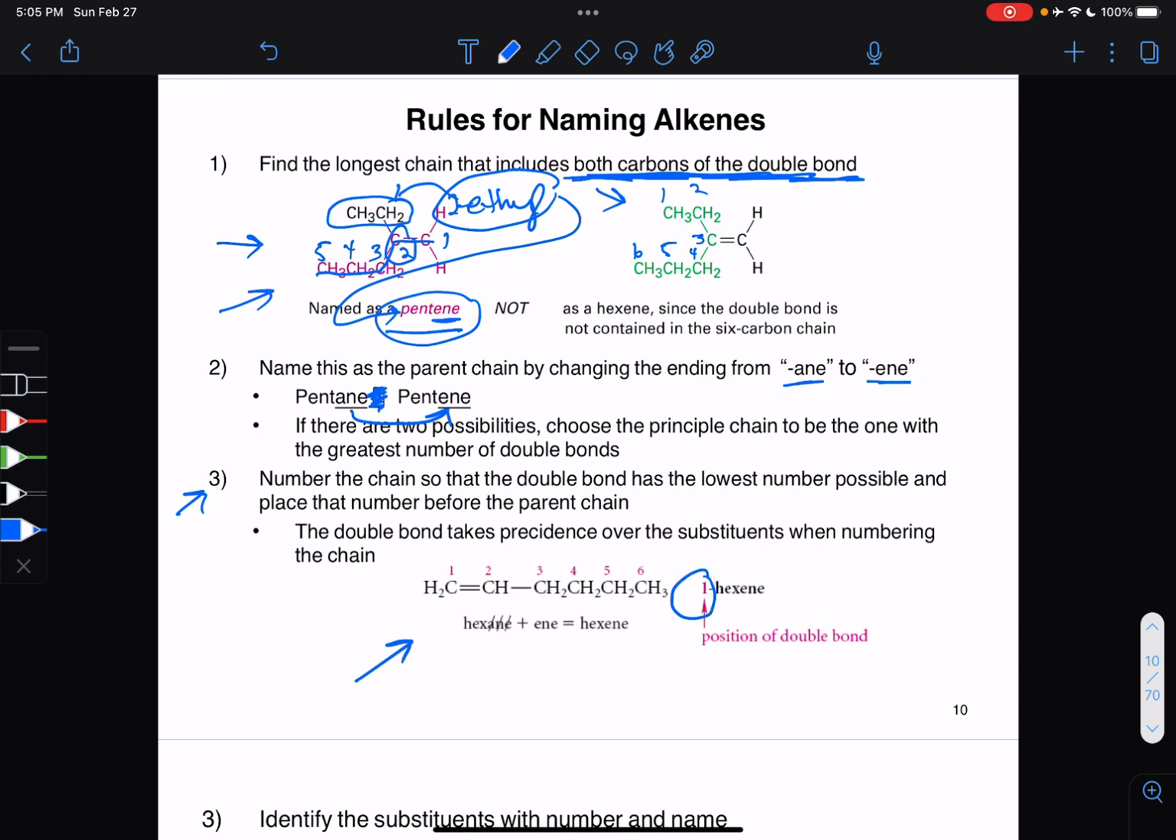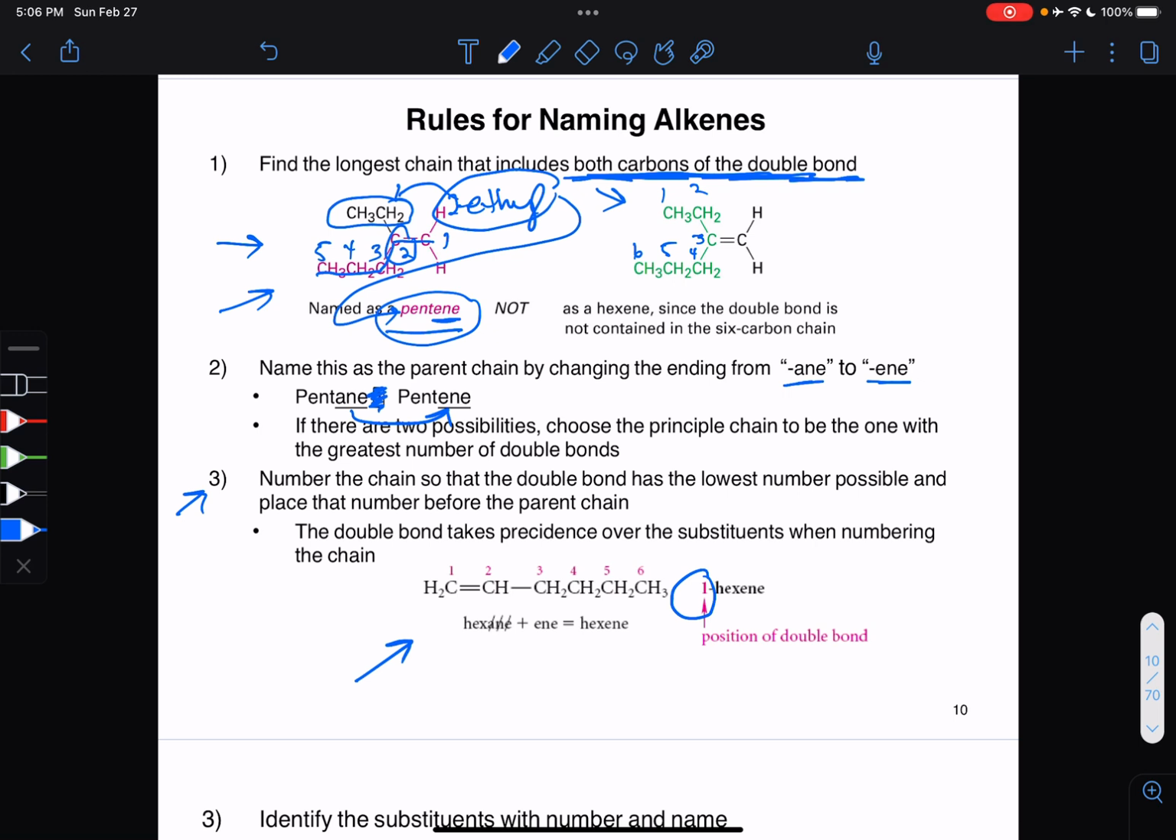1-hexene. Now, if it starts at carbon 1, it has to end at carbon 2. So we don't put 1,2-hexene there. We just put 1-hexene. And then we assume people know that if it starts at carbon 1, it'll end at carbon 2. So yes, that one is 1-hexene.